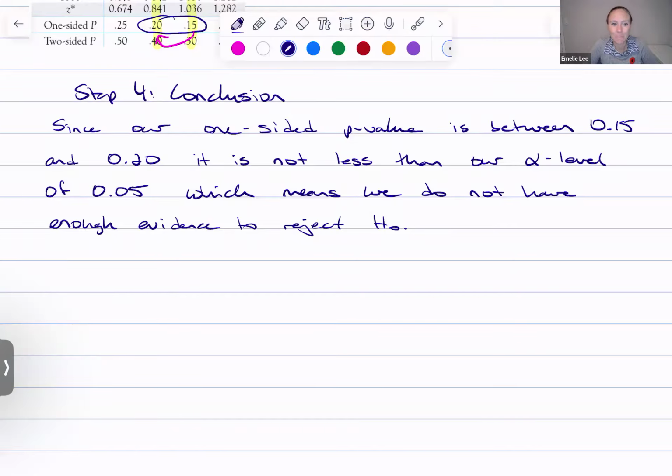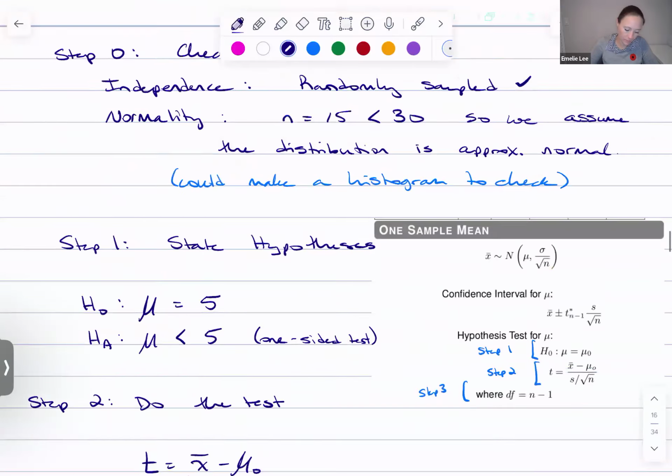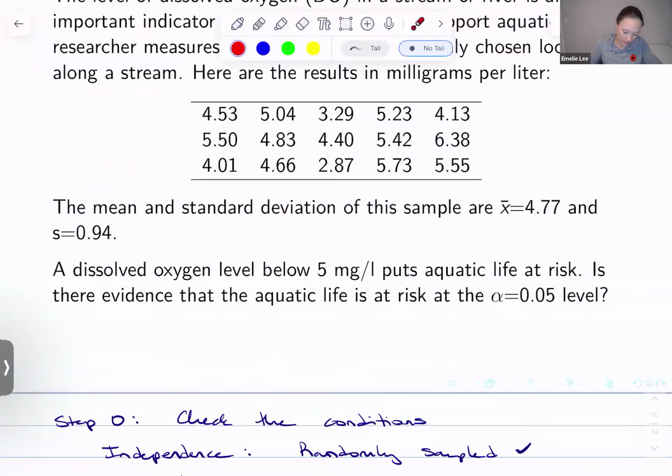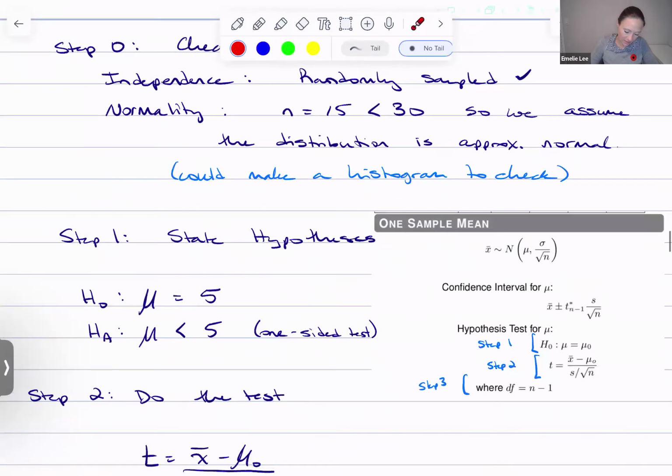Okay. What does that mean in terms of the question? Let's go back. A dissolved oxygen level below 5 puts aquatic life at risk. Which means here, if we had rejected H naught, then that would be really bad, right? Because the alternative hypothesis is that the aquatic life is at risk. So this is one of those rare scenarios where we're actually kind of hoping to not be able to reject H naught. So that's great news.